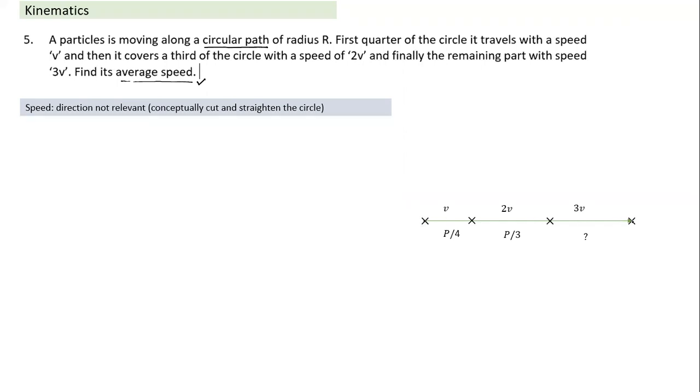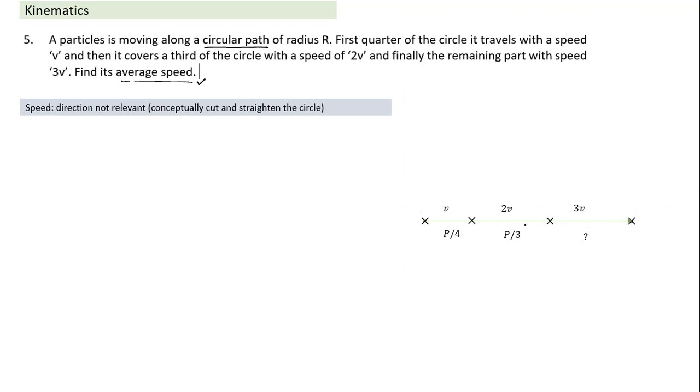Total distance traveled is equal to the perimeter p. It travels the first quarter distance, meaning a distance p by 4, with the speed v. Then it travels 1/3 of the circle, meaning 1/3 of the perimeter, with speed 2v. The remaining part, p minus the sum of these two, becomes the remaining length. It travels at speed 3v. Can we calculate the average speed?